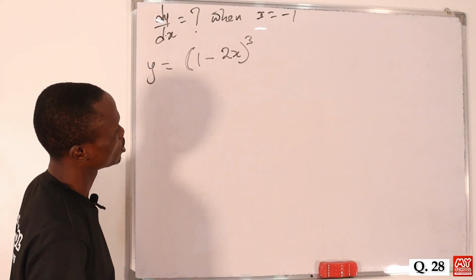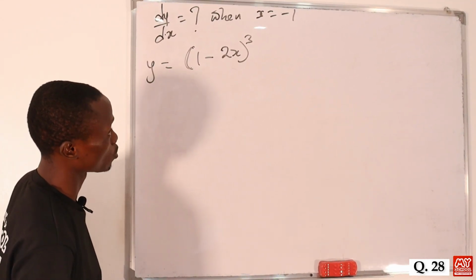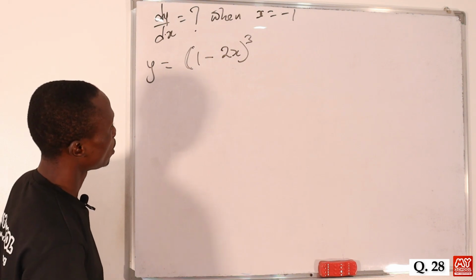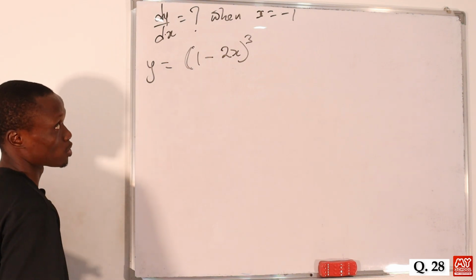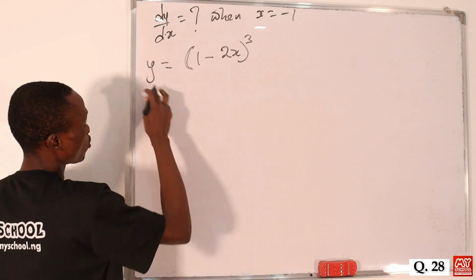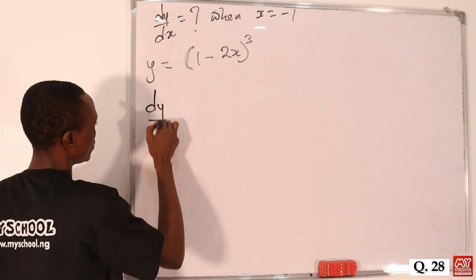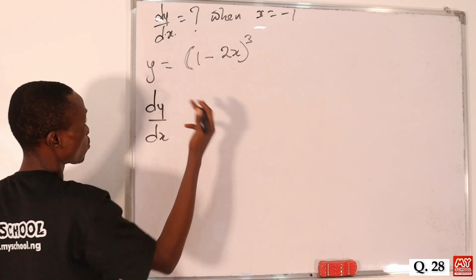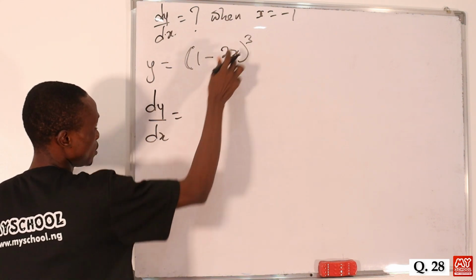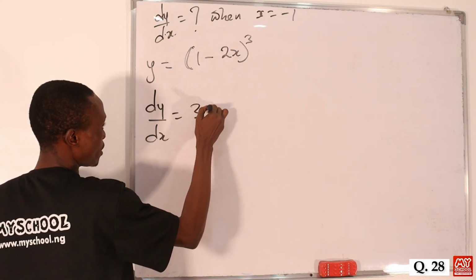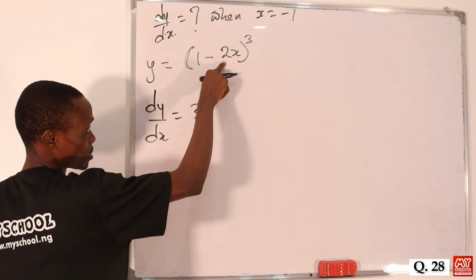We can differentiate this using the product rule, but we are not going to do that. We are just going to differentiate straight. So for us to find the dy/dx of this, what we simply do is, first of all, we keep this 3. Then times, we differentiate what we have inside.